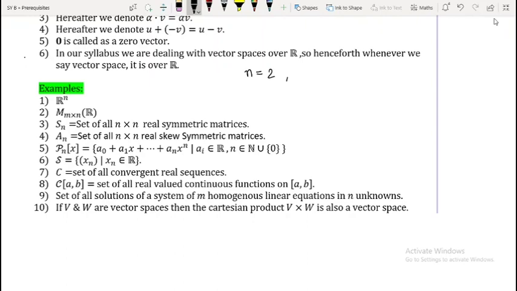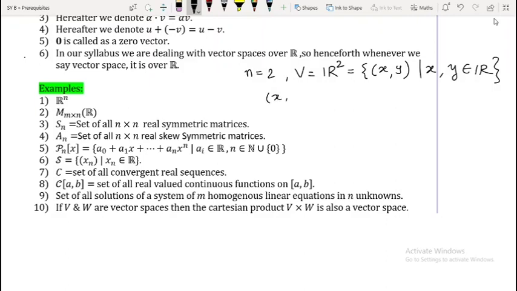For n equal to 2, what will be our V? That is going to be R2. And how does it look? Set of all (x, y) such that x comma y belongs to R. So see, for a vector space, two things are essential, that is addition and scalar multiplication.